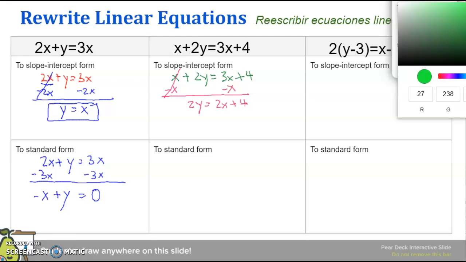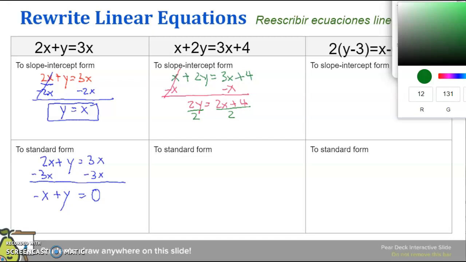Now what I have here is 2y. I don't want 2y, I want just 1y. So I'm going to divide both sides by 2. That means I need to divide the first term by 2 as well as the second term by 2.